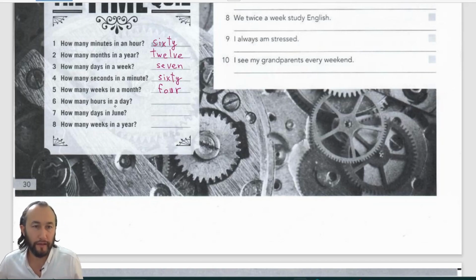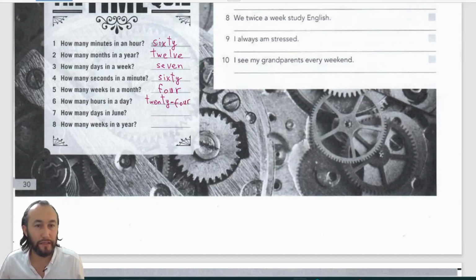And number 6 is how many hours in a day? Well, in 1 day, we've got 24 hours, right? So we're going to write 20, and then we need to put a small hyphen here, and then 4. So when you put a hyphen, it means it's one word, 24, okay?